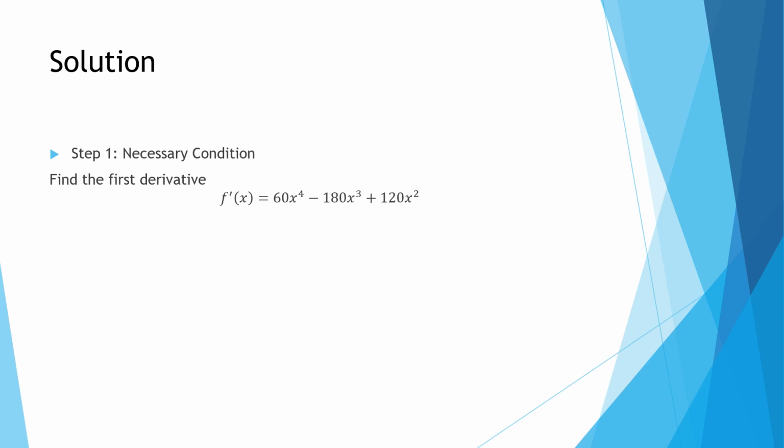We are going to find the first derivative of the function. The first derivative of this particular function is 60x raised to 4 minus 180x cube plus 120x square. So this is the first derivative, and we are going to equate it to 0 and find the value of x. Okay, so I'm giving you about 2 minutes now. Please equate this to 0 and find the values for x.